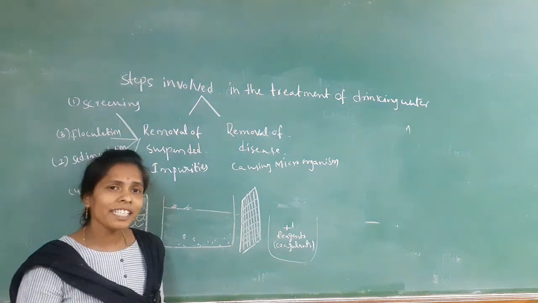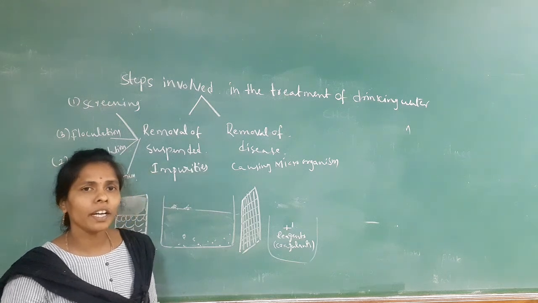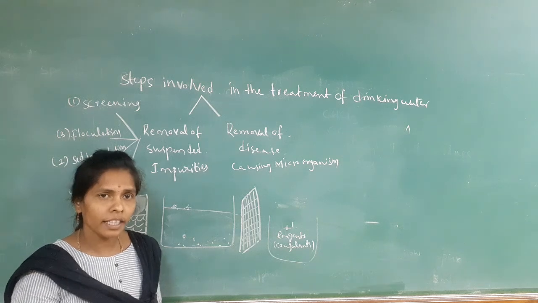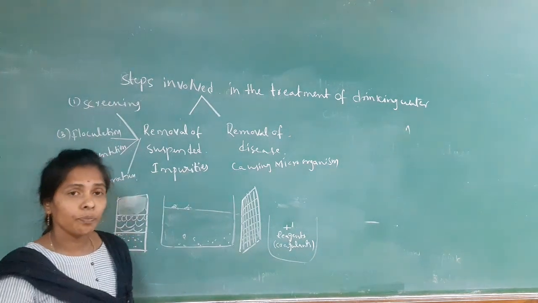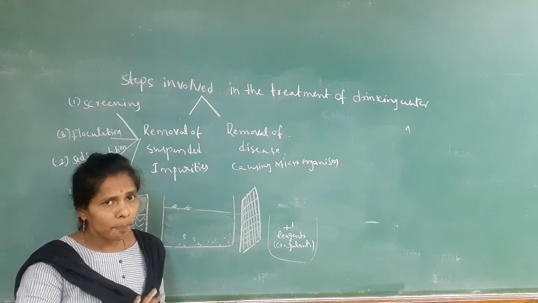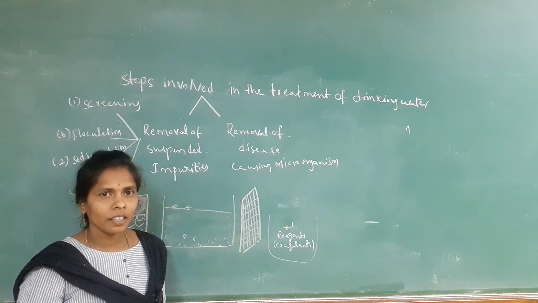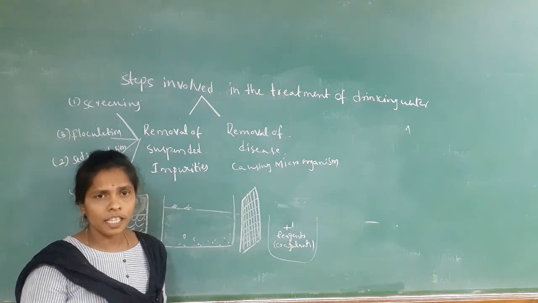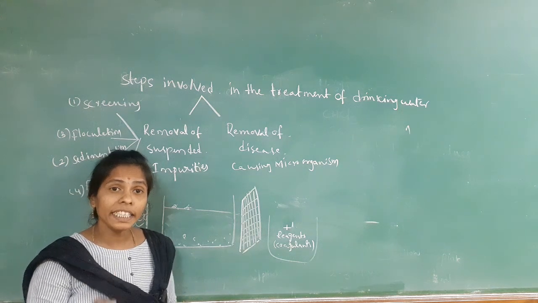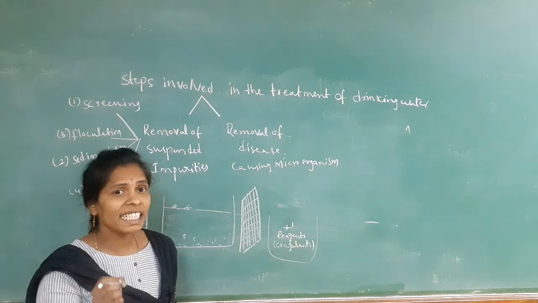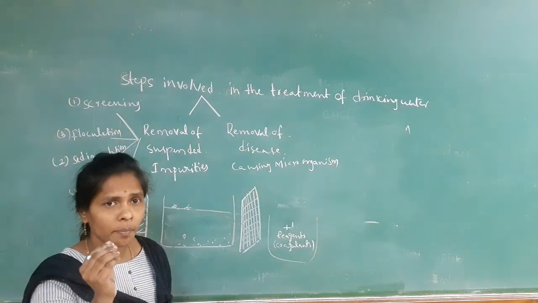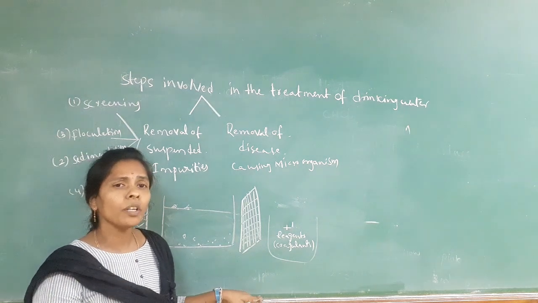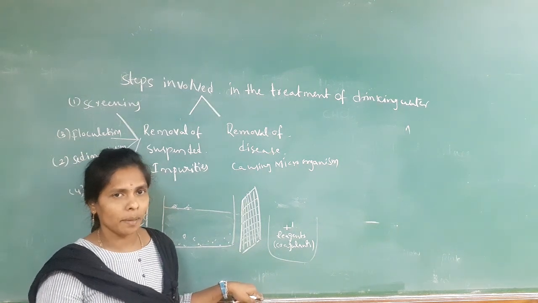So, now what is present in the water sample? Whatever water we are getting after these processes is not completely purified water. Of course, it is free from the suspended impurities, but it still has some disease causing microorganisms. That means some small bacteria is present in the water. So, how do we remove the bacteria present in the water sample?